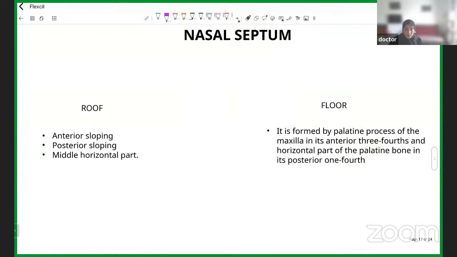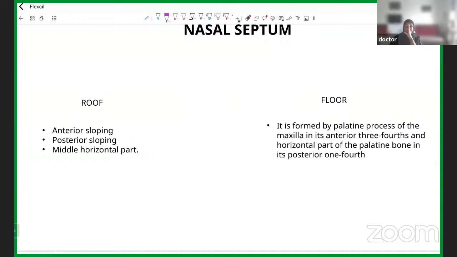Now coming to the part of nasal septum. Nasal septum is a structure that will divide your nose into two, right? So you have nasal septum, you have a roof and a floor. The roof has an anterior sloping, a posterior sloping, and a middle horizontal part. Now, these are formed by the cribriform plate of ethmoid. From the cribriform plate of ethmoid, the olfactory nerves enter into the nasal cavity. So the middle horizontal part is formed from the cribriform plate.